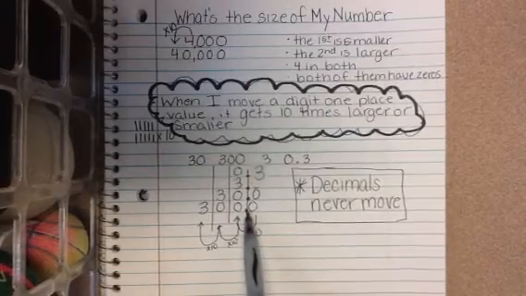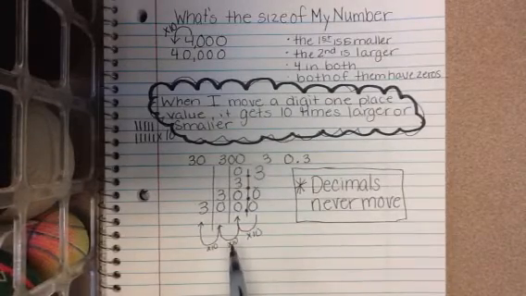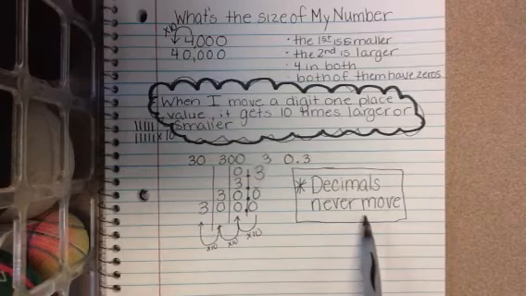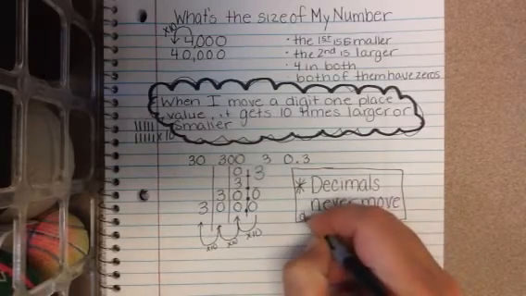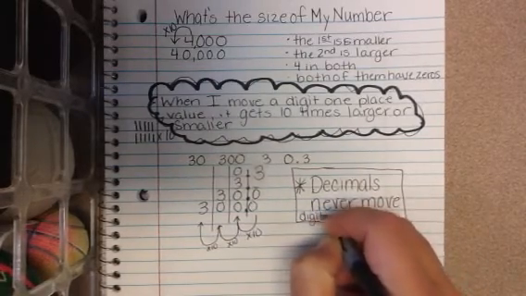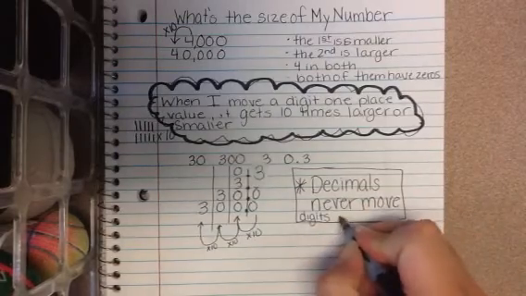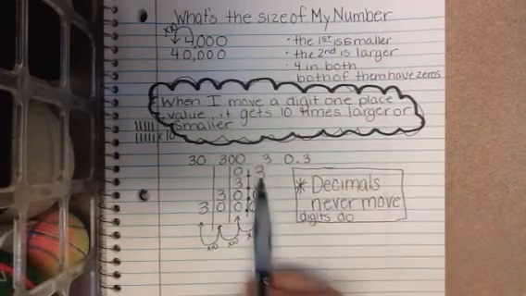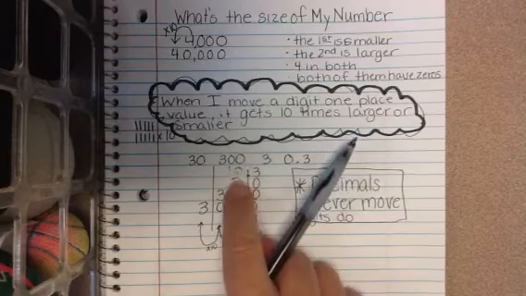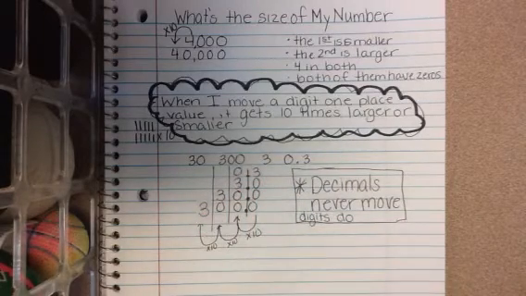Your parents would probably tell you just shift the decimal around. Decimals don't have the power to move. Decimals don't move. Digits do. So we're not talking about moving the decimal places. We're talking about moving the numbers. So we're really shifting the numbers to get larger and to get smaller.